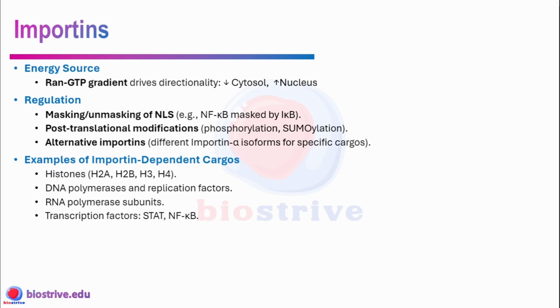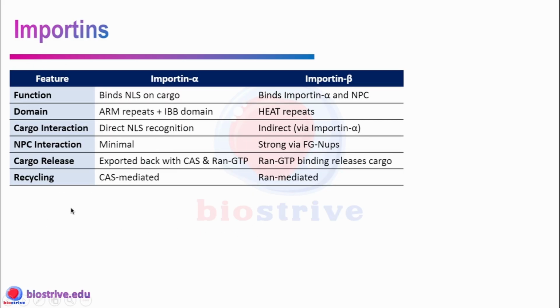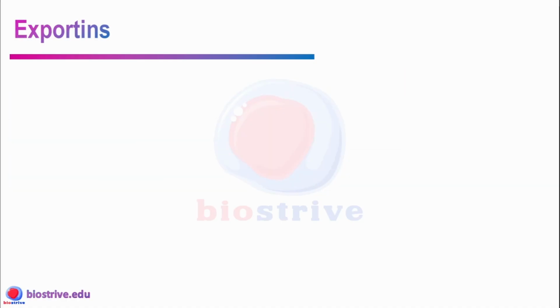Here are some examples of proteins which are transported with the help of these importin receptors. Again, here is a comparative table of importin alpha and importin beta. We already talked about all of this in the previous slides.